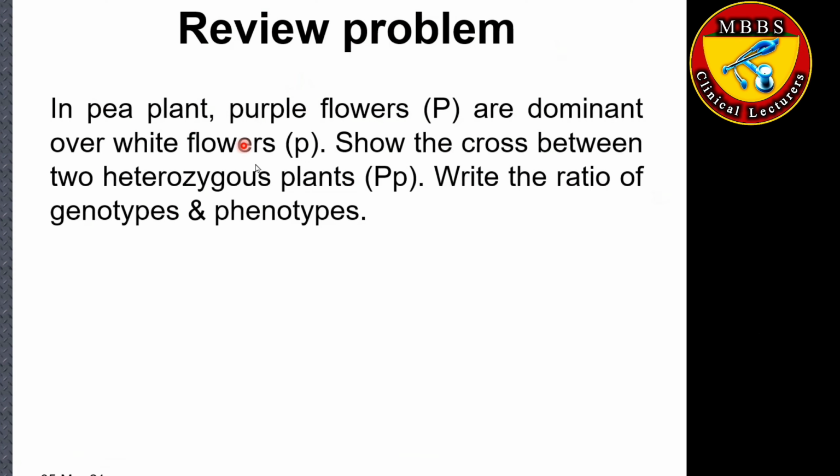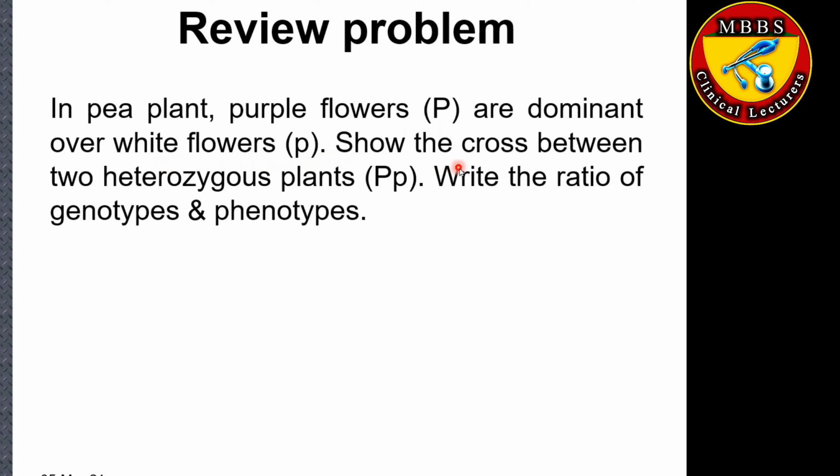And I have given you this review problem. Try to solve them, make a Punnett square, and see how much you understood. In pea plant, purple flowers. See, purple flowers are showing the dominant P character, over white flowers, which are showing the recessive. So remember, P here is purple, capital P is dominant, and small p recessive are the white flowers.